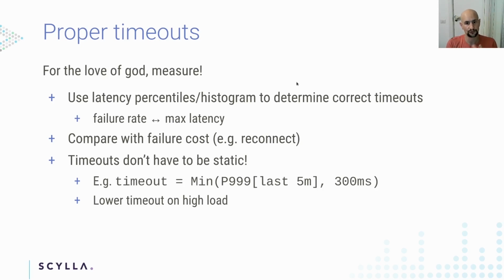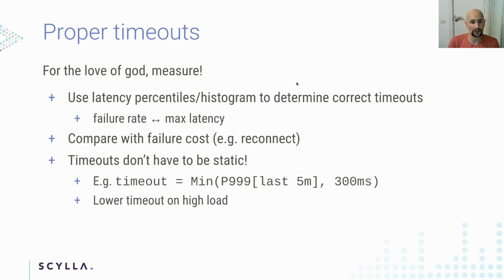Basically, it allows you to tune between the maximum latency that you're willing to have, and the failure rate that you're willing to have. So use a histogram of percentiles to do this. And you can compare this with the failure cost. If the cost of failing is high, then you might want to wait longer. If the cost of failing is low, then you might want to wait less time and maybe retry.